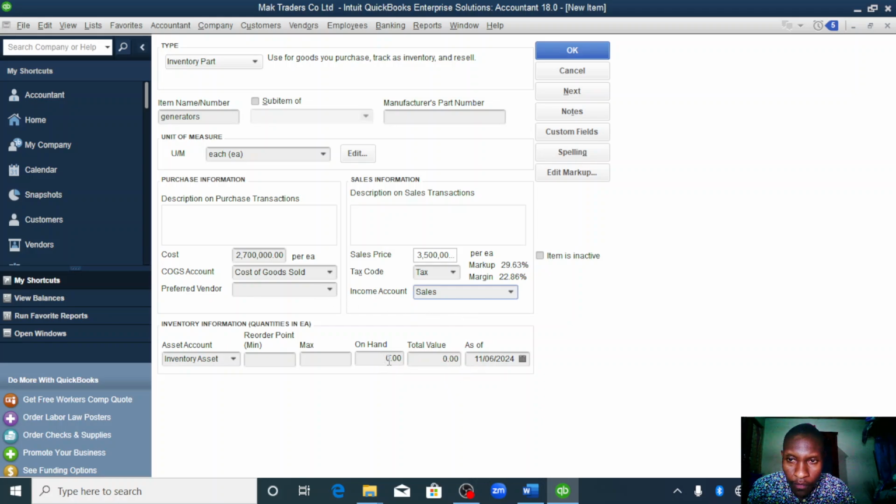Then description, we had forgotten this one. It is coded IV002. So the balance on hand we are having 6. Then we come here and update the date. Then we click OK. We go to another item.